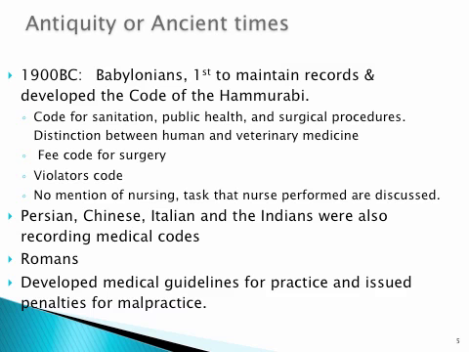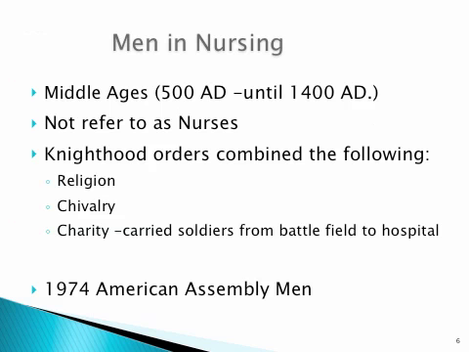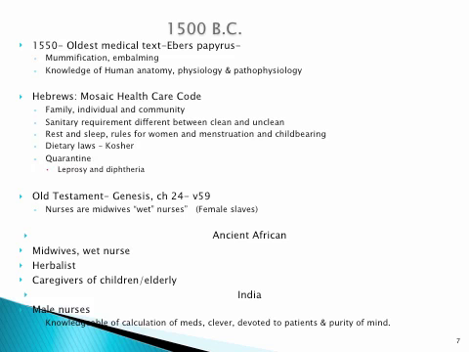Globally, the Parisians, the Chinese, the Italians, and the East Indians were also recording their medical codes. Romans developed the medical guidelines for practice and issued penalties for malpractice. Between 500 AD and 1400 AD, there was mention of men in nursing. These men belonged to a knighthood order who combined religion, chivalry, and charity, carrying soldiers from the battlefield to the hospital. And in 1974, here in America, there was an American Assembly of Men.